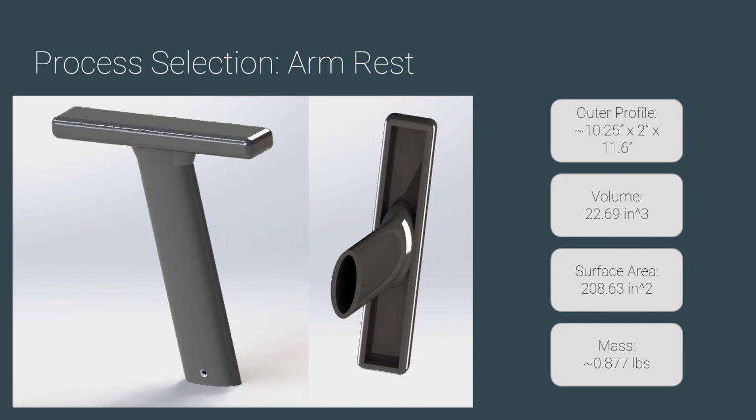The process selection for the armrest part was much more difficult. One of the things that we had to do was decide whether the part should be hollow or solid on the inside. The outer profile of this part would be 10¼ inches by 2 inches by 11.6 inches. Its volume would be 22.69 cubic inches. The surface area would be 208.63 square inches, and its mass would be about 0.877 pounds. The thickness we decided to go with, if it was hollow, would be 5 millimeters.